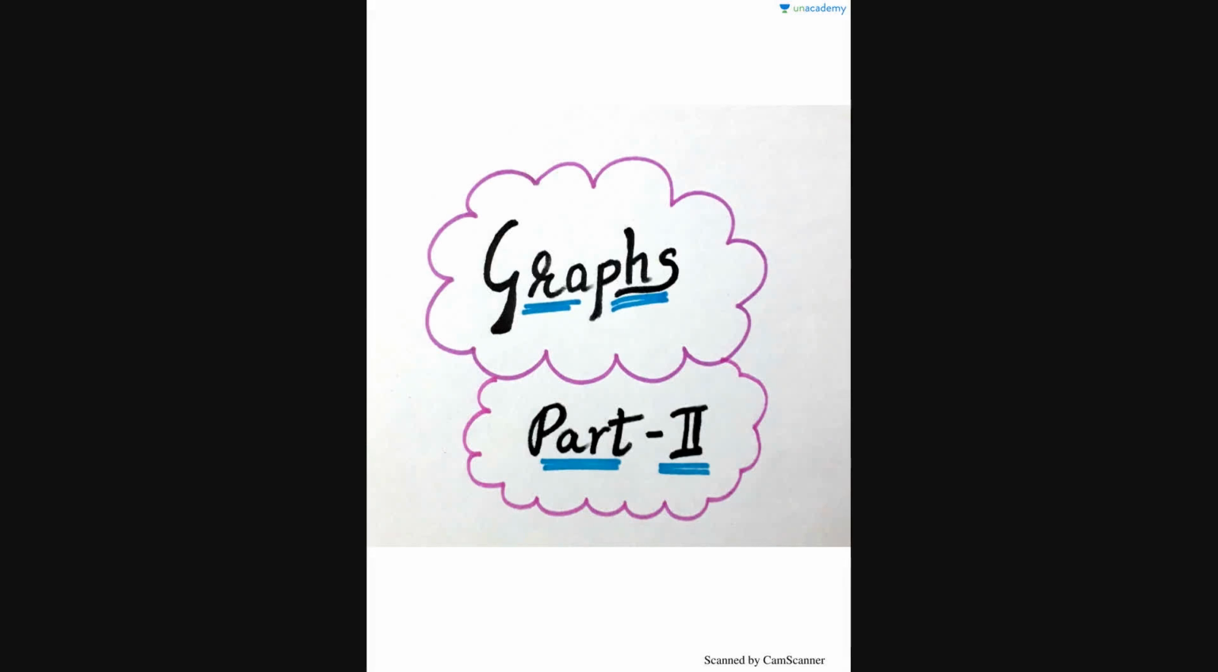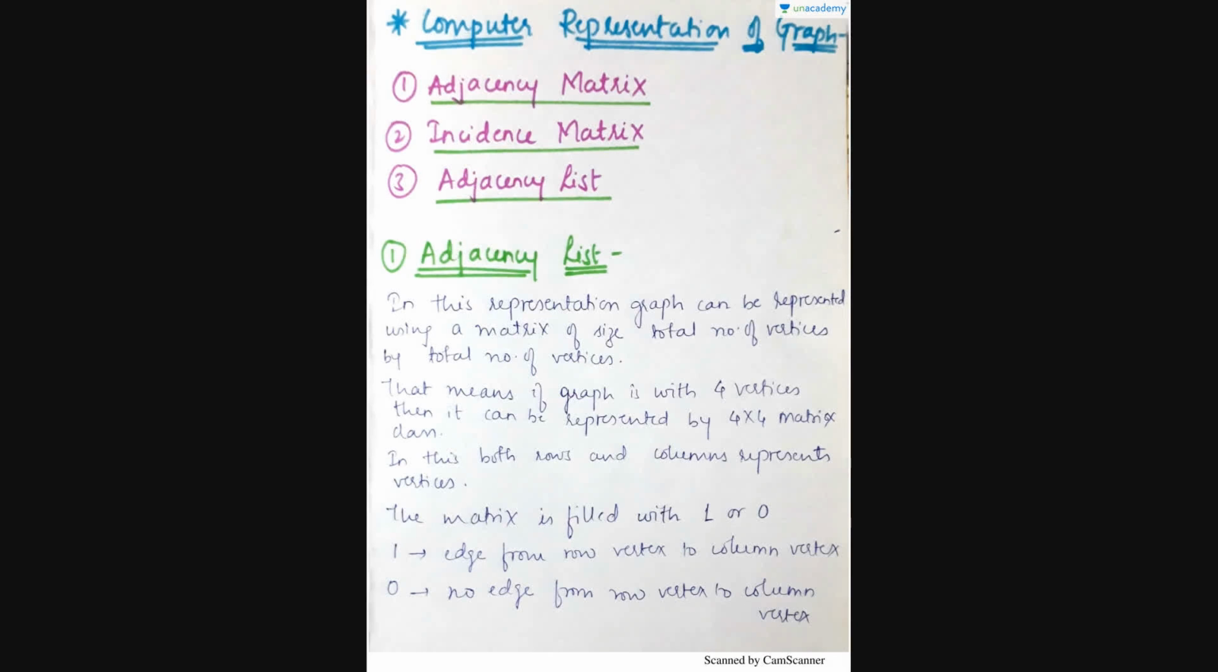Hello friends, today I am back with graphs part 2. In this, I'll be teaching you all about computer representation of graph.